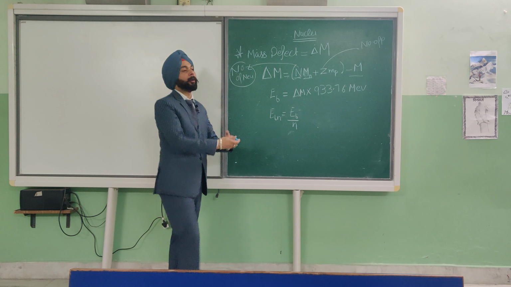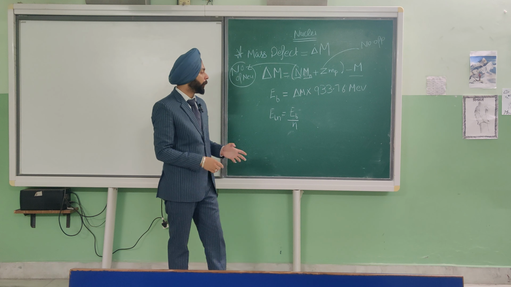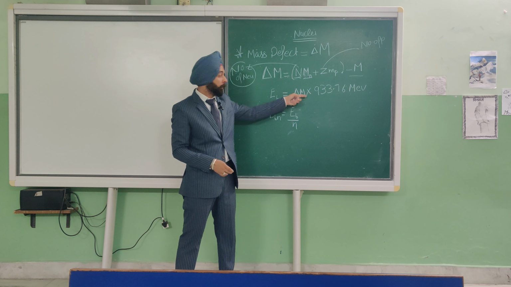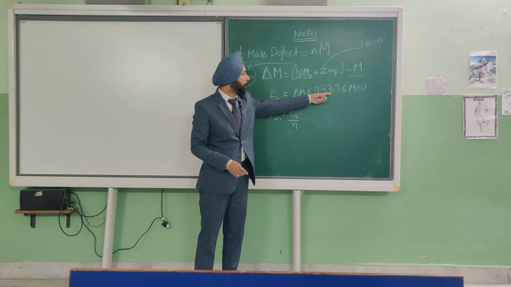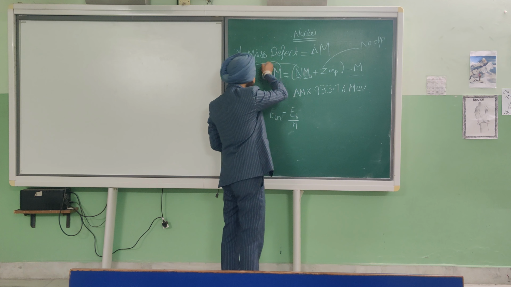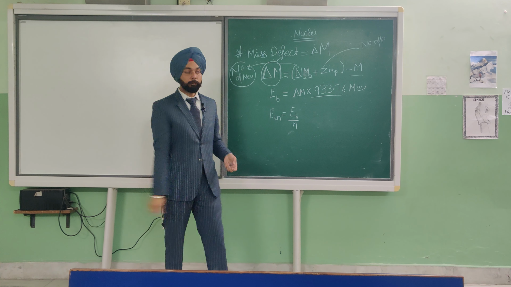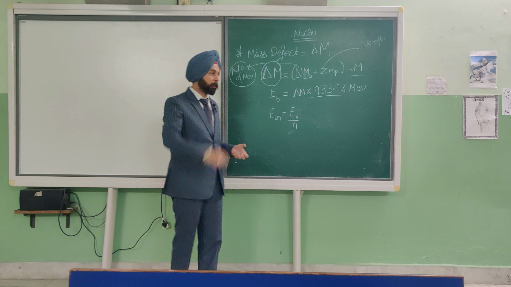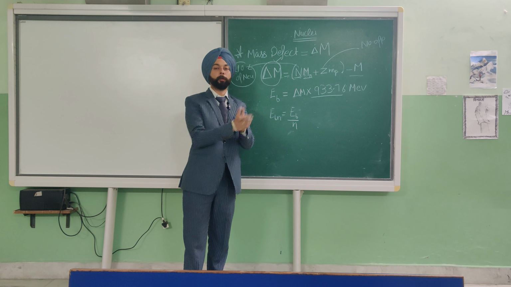So we use this formula for finding the mass defect. Whatever the mass defect is, what will it be equal to? The binding energy. When you find the binding energy, delta m is multiplied by a constant value, 933.76 mega electron volt. Means when you find the mass defect, multiply by this constant term, and you find the binding energy. Binding energy is required to separate the nucleons from the nucleus.